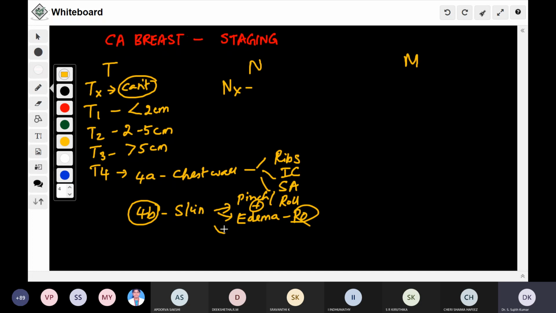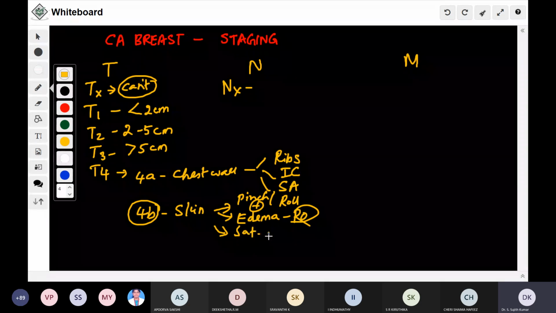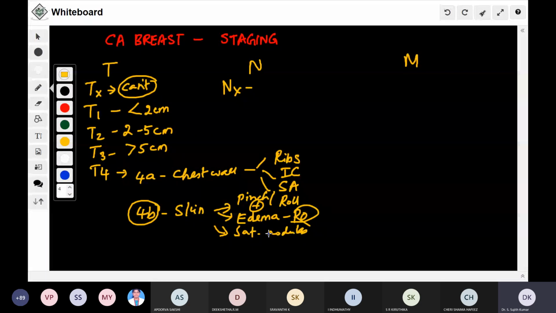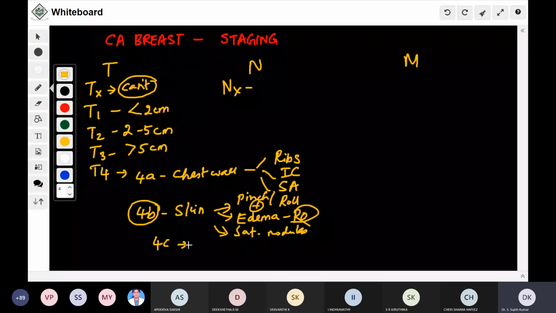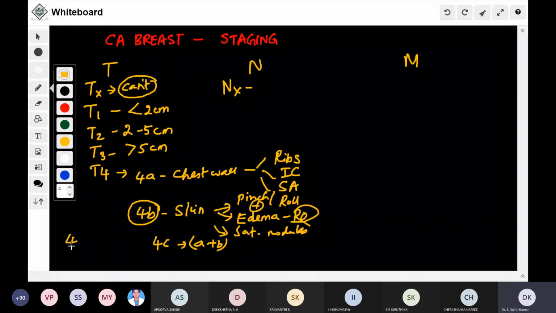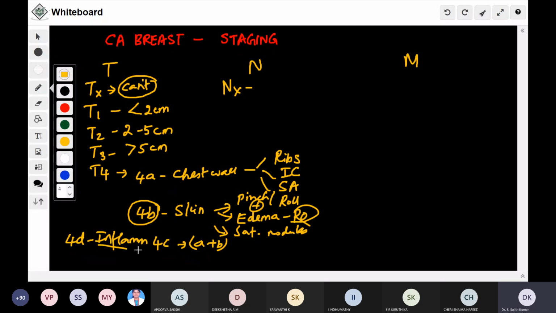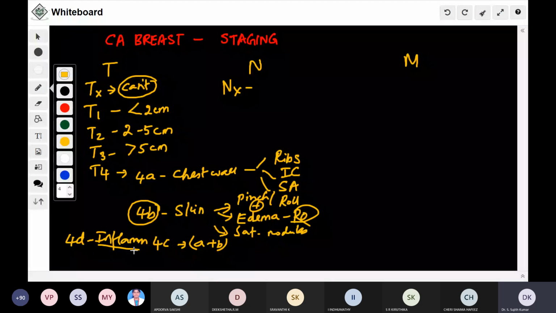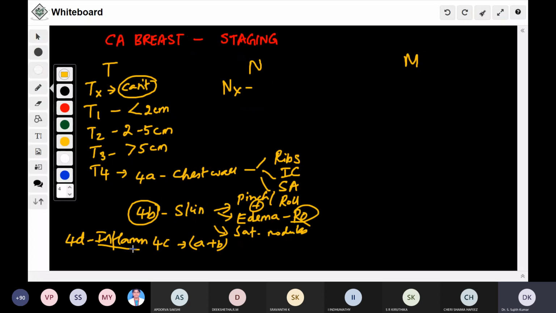Similarly, other things like satellite nodules are also suggestive of skin involvement. Next one is 4C, which is nothing but a combination of A plus B, that is, both chest wall and skin involvement. And finally 4D is inflammatory carcinoma, characteristically seen during pregnancy and lactation. It almost mimics an inflammatory condition, that's why it's called inflammatory carcinoma, but it has the worst prognosis. This is about the T stage.